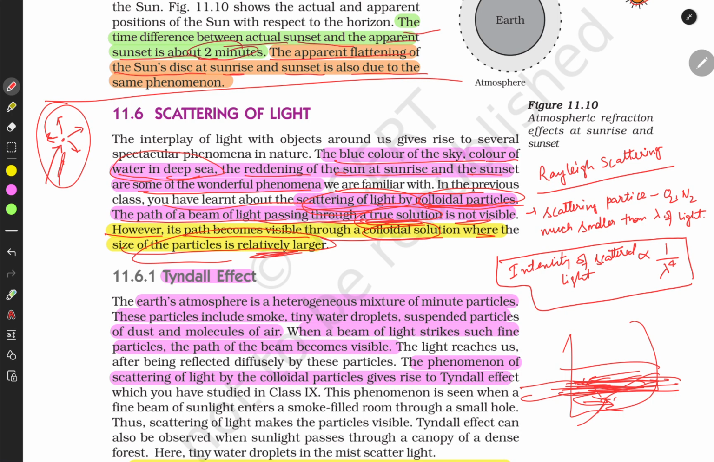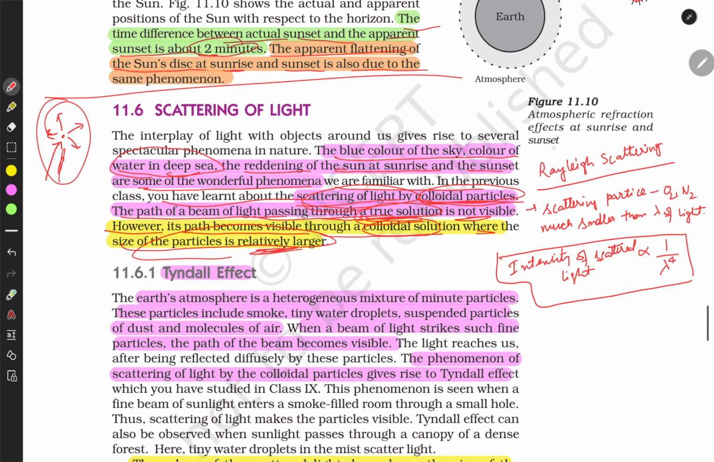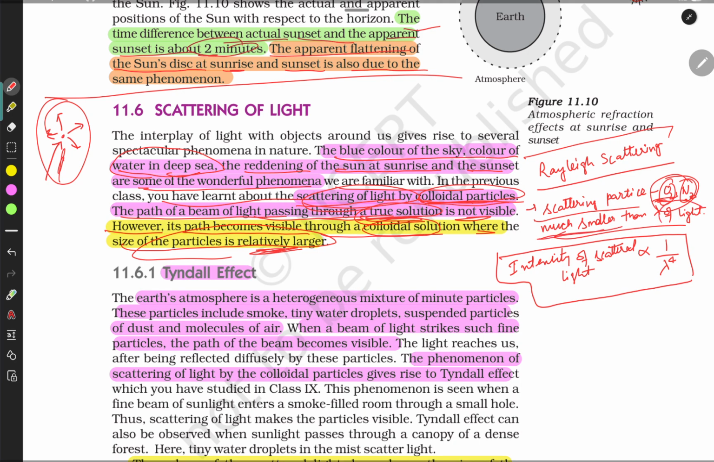What happens if the particle size decreases? There is a law called Rayleigh scattering. When the particle size is very small, like oxygen molecules and nitrogen molecules in the atmosphere, oxygen is O2 and nitrogen is N2, molecules of only two atoms, so they are very small. They have a much smaller size than the wavelength of light.